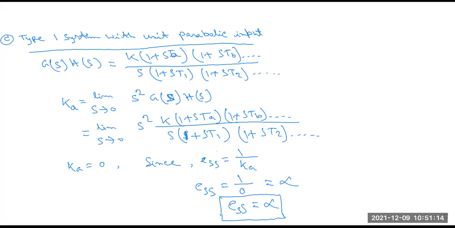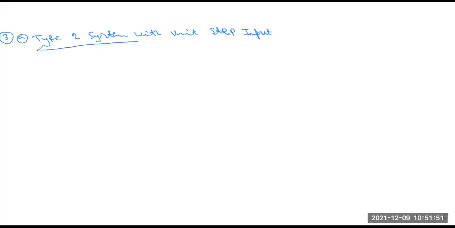Yes, thank you. Next part, type 2 system. In your syllabus, these three types, type 0, type 1 and type 2, are available. So last, number third, this is type 2 system with unit step input. First we discuss unit step, then ramp, then parabolic.